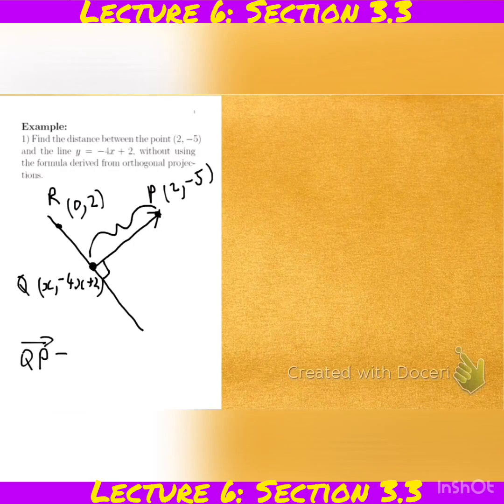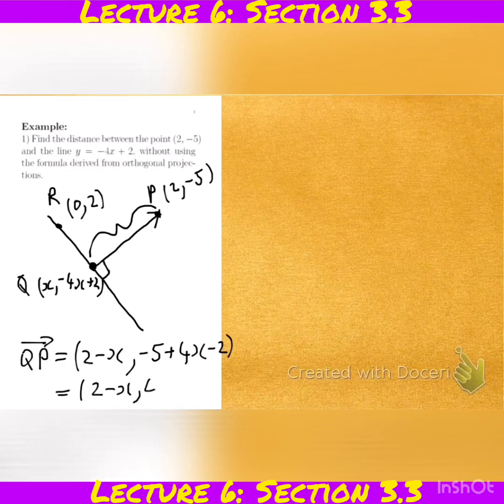Now the vector QP, we know from section 3.1, is 2 minus x, and minus 5 plus 4x minus 2 is the y component. So that is going to be 2 minus x, minus 4x minus 7. Okay, so that's that vector.